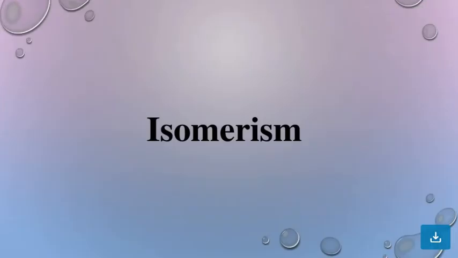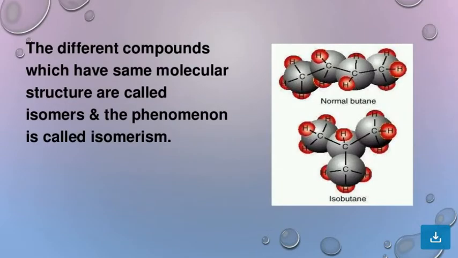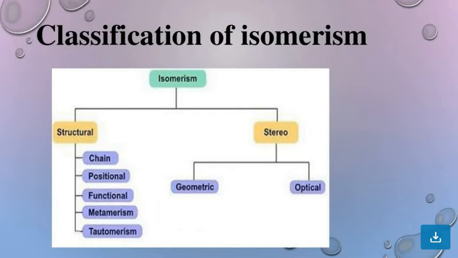My friend, before learning stereochemistry, you should know the term isomerism. What is isomerism? The different compounds which have the same molecular formula are called isomers, and the phenomenon is called isomerism. Look at this picture, normal butane and isobutane and their arrangement. So, classification of isomerism. Isomerism is classified into mainly structural and stereo. In stereo, geometrical and optical isomerism. In structural, chain, position, functional, metamerism and tautomerism.